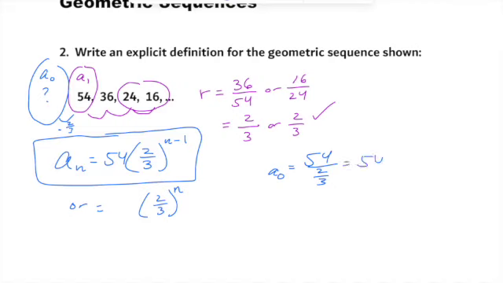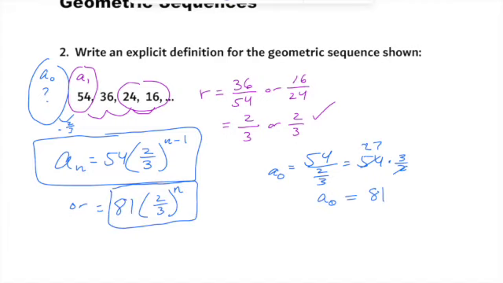Or take 54 and multiply by 3/2, right? A little keep change flip. 2 goes into 54, 27. 27 times 3 is 81. That would be your 0th term here. And so you could take 81 times 2/3 to the nth.